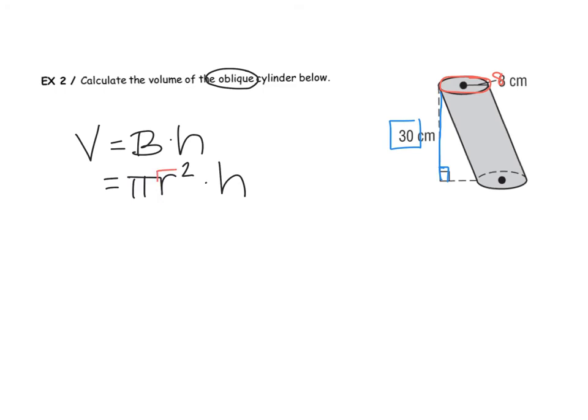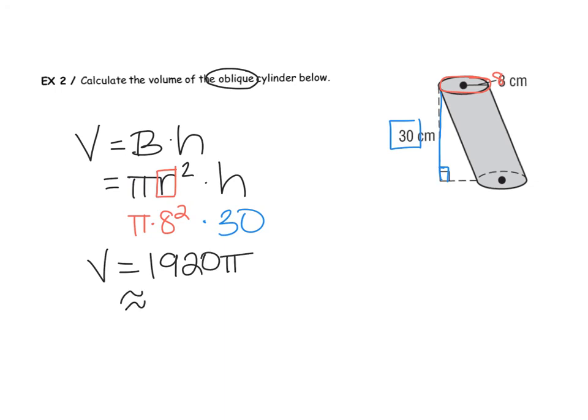So we said that the radius is 8, so our area is pi times 8 squared, and that our height is 30. So when I plug that in, I'm going to get an exact volume of 8 squared is 64 times 30 is 1,920 pi. Or if I want to approximate that, I can plug the pi into my calculator and get approximately 6,032 cubic centimeters.